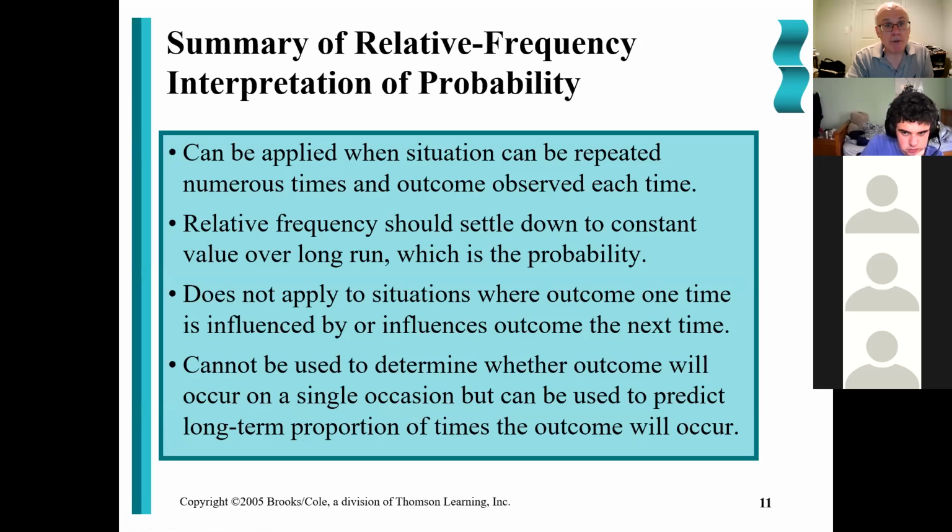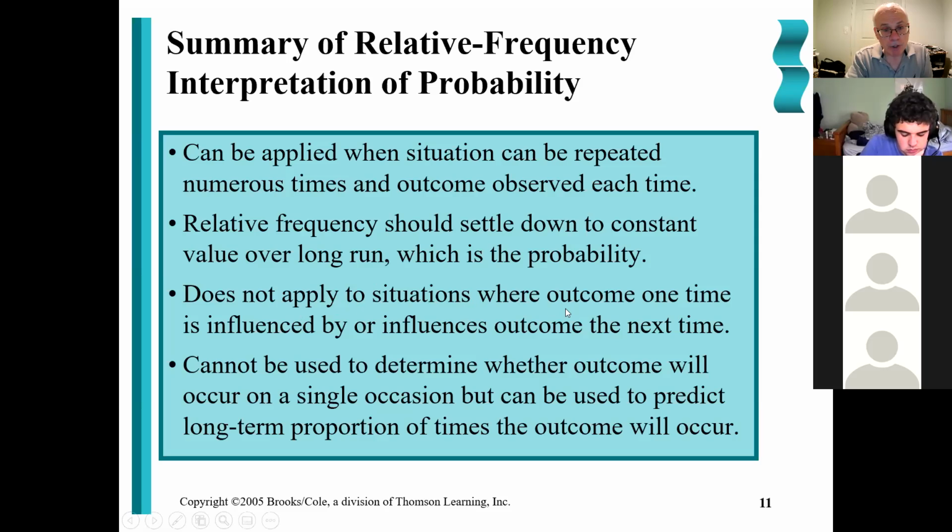Now, here's a summary of this relative frequency approach. It can be applied when the situation can be repeated numerous times and the outcome observed each time. So a survey is a great example of that. Number two, the relative frequency should settle down to a constant value over the long term, which is the actual probability. Again, the idea is to repeat the experiment many, many times, and after some time, we'll notice that the probability is getting closer and closer to some long-term value.